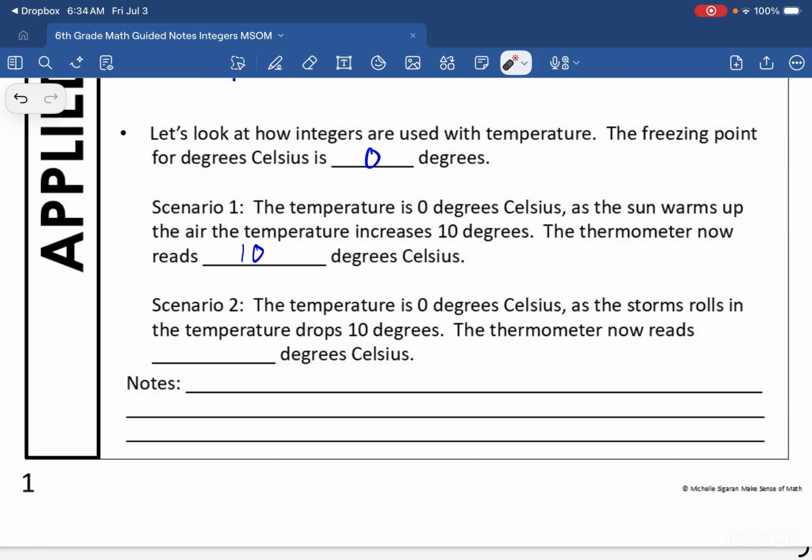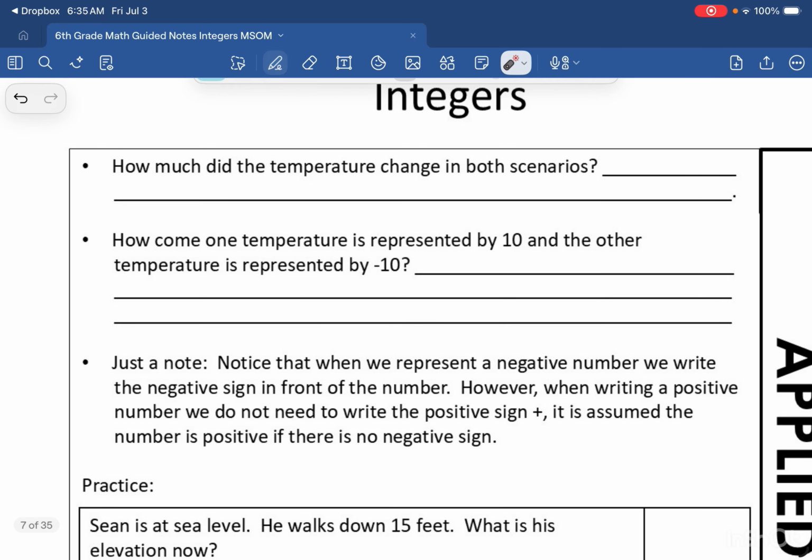Scenario 2. The temperature is 0 degrees Celsius. As the storm rolls in, the temperature drops 10 degrees. The thermometer now reads -10 degrees Celsius. How much did the temperature change in both scenarios? In both scenarios, the temperature changed 10 degrees.